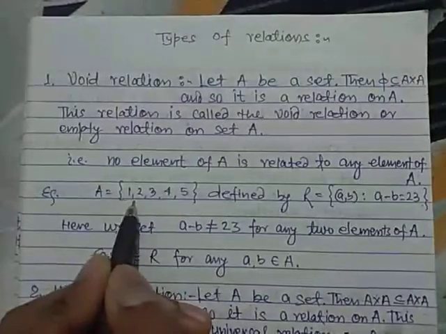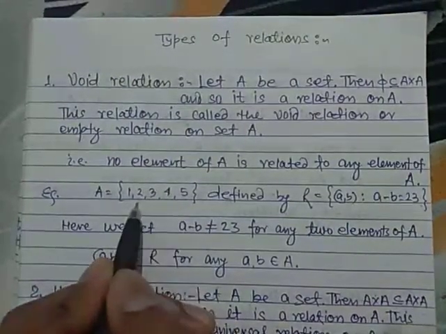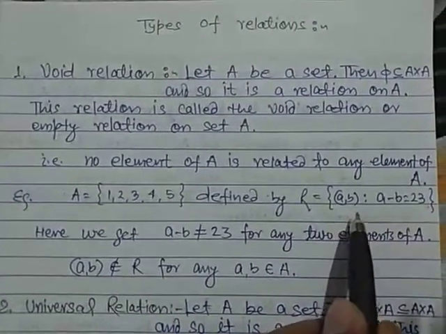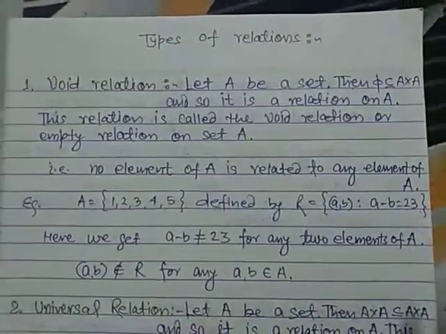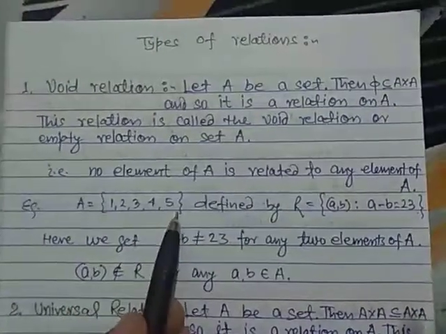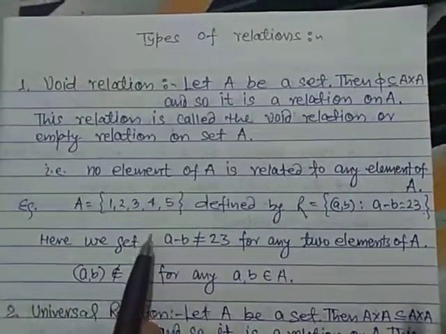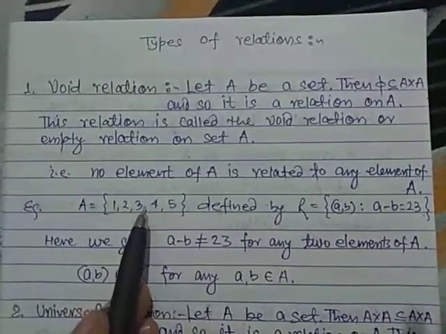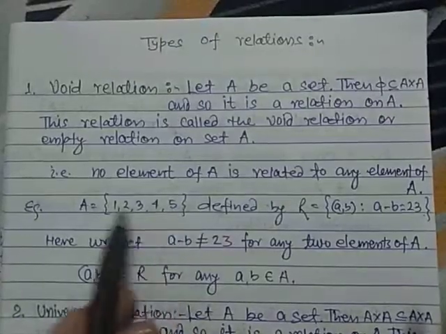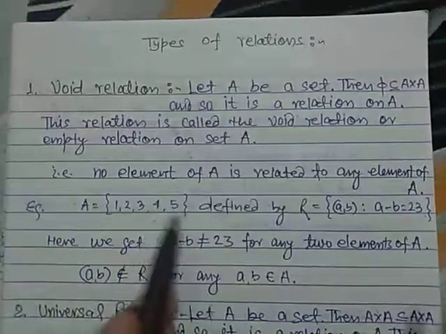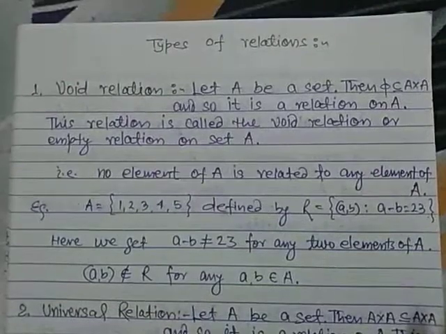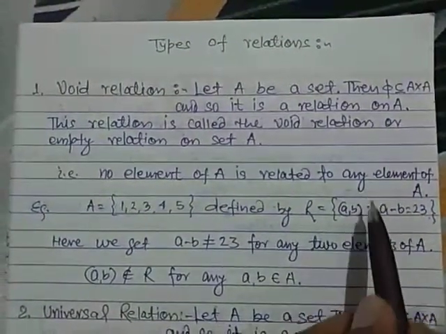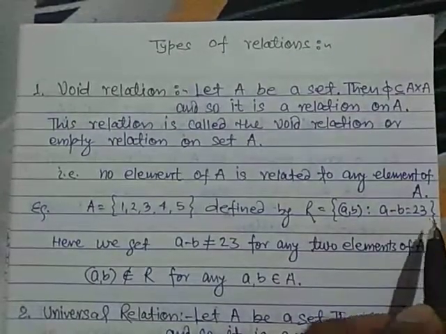Let set A contain 1, 2, 3, 4, 5, and a relation is defined as R = {(a, b) such that a minus b is 23}. When we calculate A cross A, then we find (1,1), (1,2), (2,2), (3,3), (4,4), (5,5), and so on. So many ordered pairs we can calculate. Out of all these ordered pairs, no ordered pair is there where we get the difference 23.